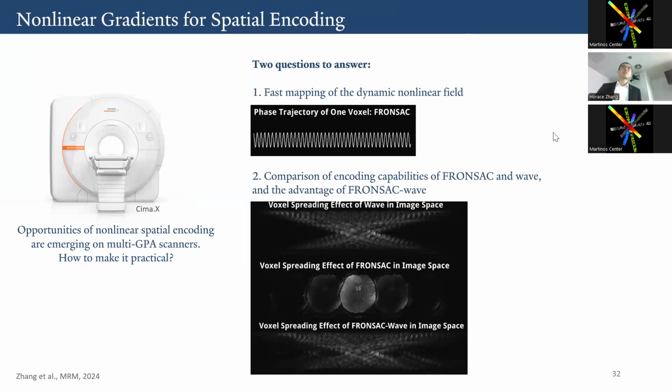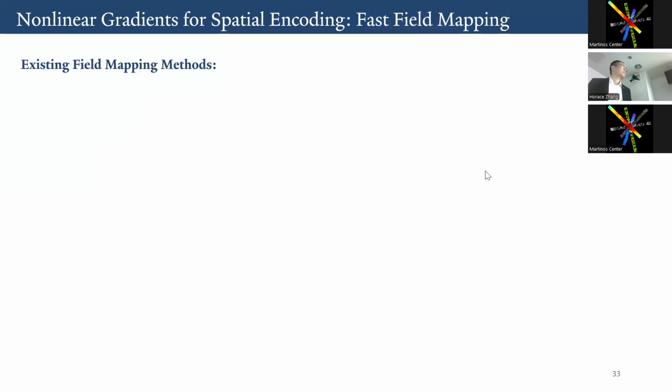So now we have come into an era of multi-GPA scanners, which is represented by Sigma.X. Because of the multi-GPA property, it has opened more opportunities for nonlinear spatial encoding. So the question is, how do we make it practical? I think there are two aspects of it. First, we need to perform an efficient mapping of the dynamic nonlinear field. We can't do it by spending 20 hours on it. The second one is we need to analyze the encoding capabilities of FRONSAC and Wave and see if there's an advantage of combining them.